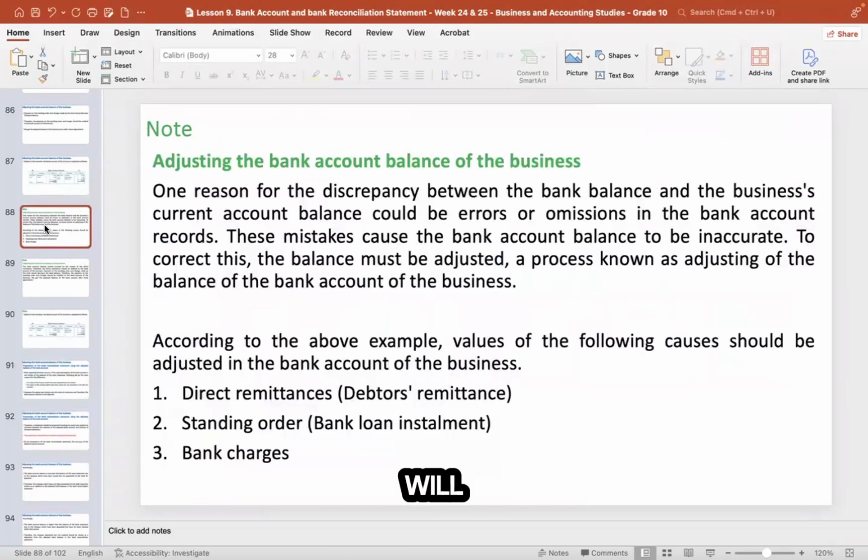I will read this out and you can start writing it. Adjusting the bank account balance of the business. One reason for discrepancy between the bank balance and the business's current account balance could be errors or omissions in the bank account records. These mistakes cause the bank account balance to be inaccurate. To correct this, the balance must be adjusted, a process known as the adjusting of the balance of the bank account of the business.